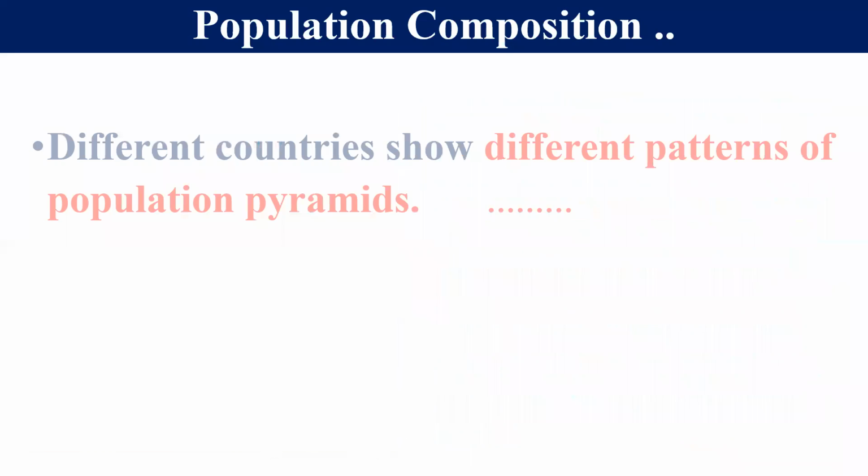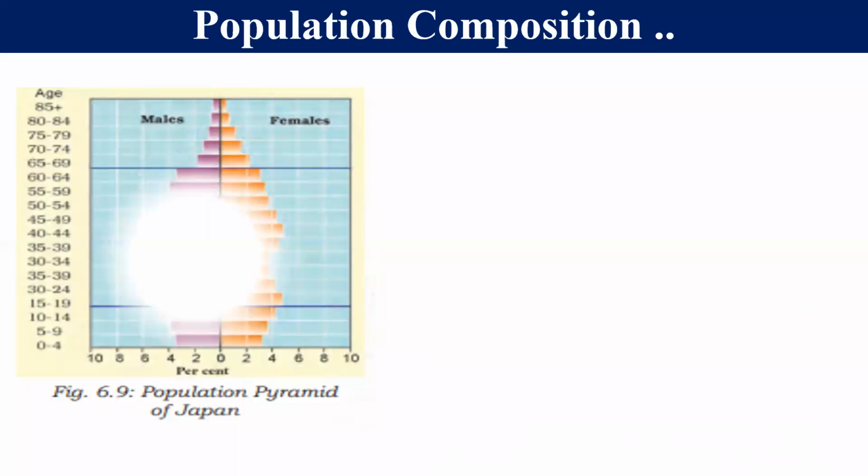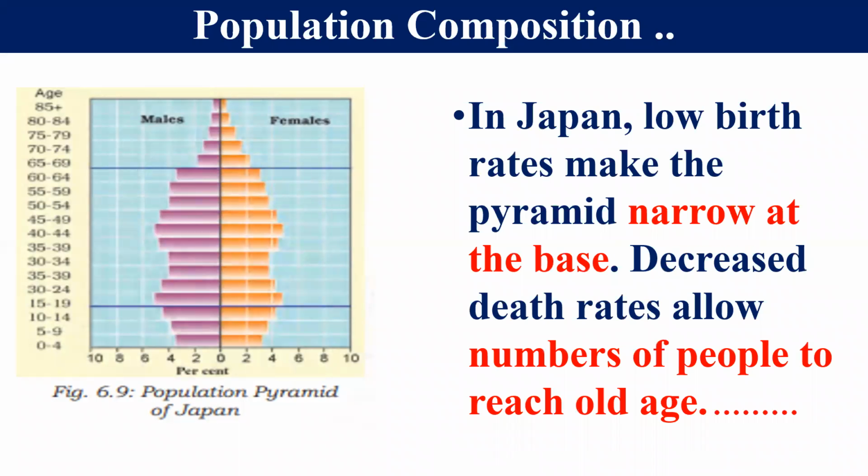Okay, let's compare some different countries, because different countries show different patterns of the population pyramid. Now see the population pyramid of Japan. If you think about Japan, it has a very low birth rate. The reason is that the pyramid is very narrow at the base. See the pyramid, the base is very narrow. It means it has a low birth rate.